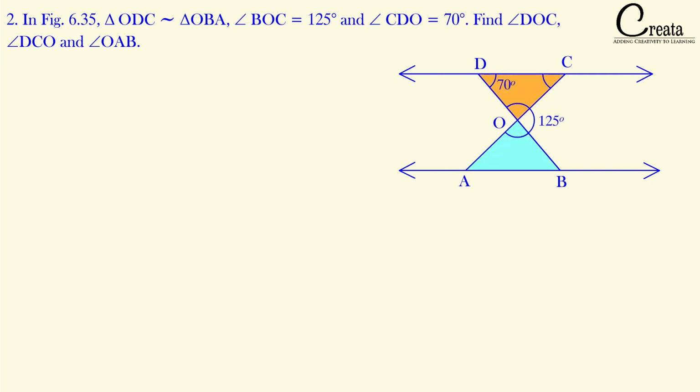Here these two triangles are given as similar to each other, and we know in similar triangles the corresponding angles are equal. By looking at the sequence of the vertices of the triangle, we can check which angles are equal. Here angle O is matching with angle O, so these angles are equal. Angle D is matching with angle B, so these angles are equal. And angle C is matching with angle A, so these angles are equal.